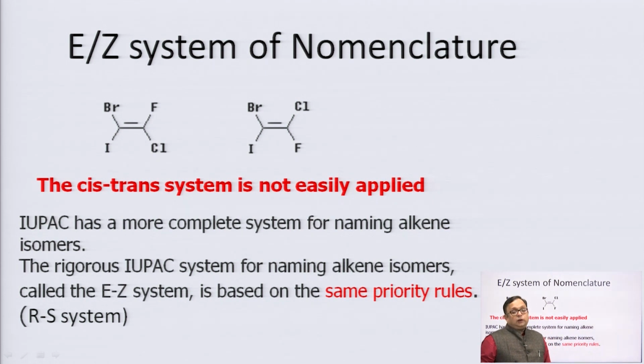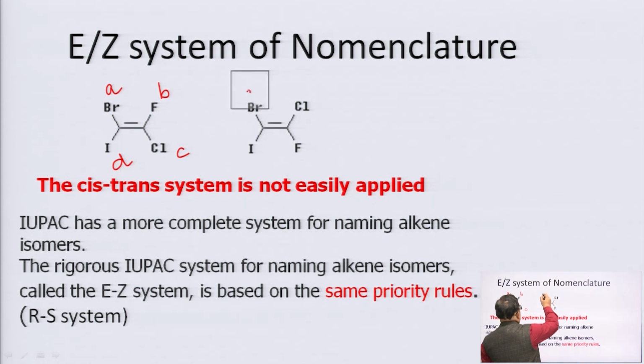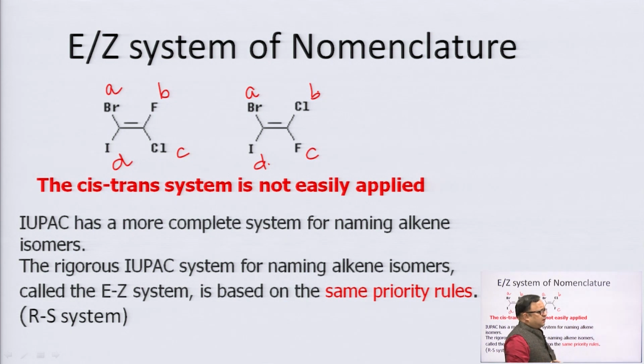Now, if we focus on this particular example, it has all 4 substituents different from each other: bromine, fluorine, chlorine and iodine. A, B, C and D. All the substituents differ from each other. Now, can we assign the cis trans system?